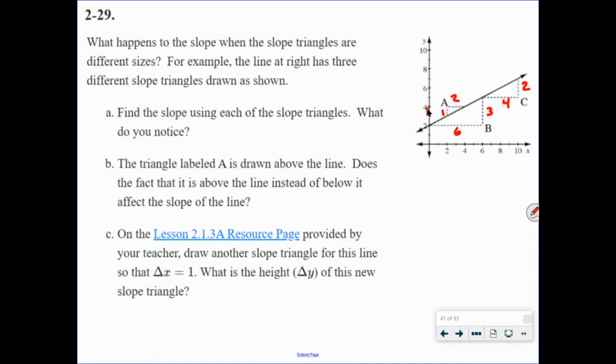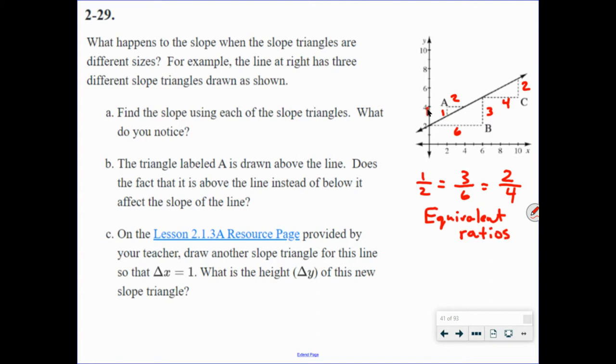So, the triangle labeled A, what do you notice in all those cases? Well, careful here. Change in Y over change in X. So for A, change in Y is 1, X is 2. Change in Y for B is 3, X is 6. Change in Y for C is 2, change in X is 4. What do you notice? What you should notice is that they are all equivalent ratios.